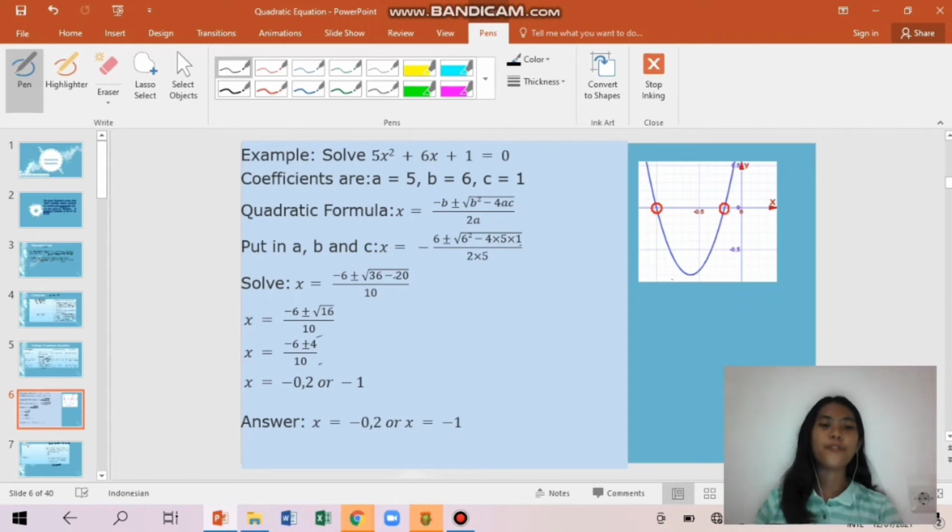Now we have solved the x points. They are negative 0.2 and negative 1. So we can draw the graphic. Here is negative 1 and here is negative 0.2. Also the graphic will be like this.